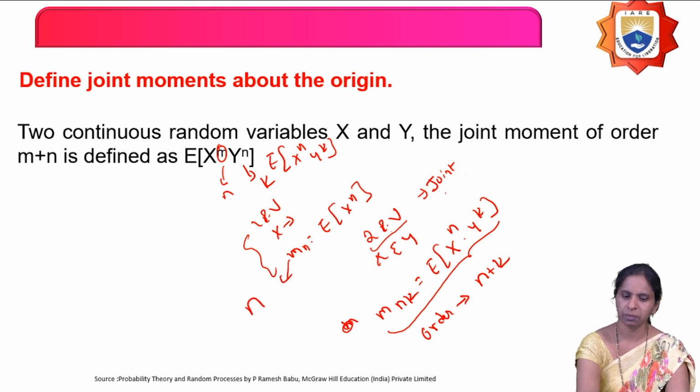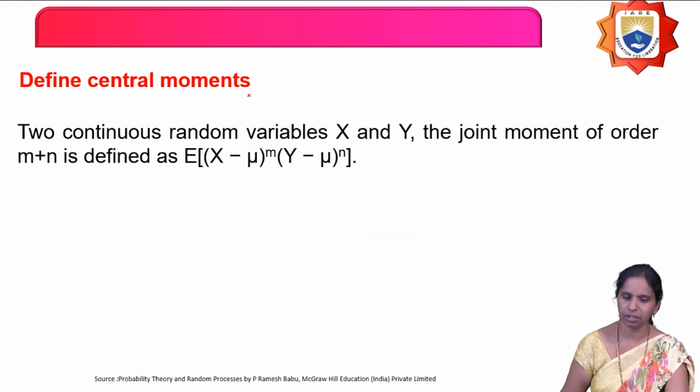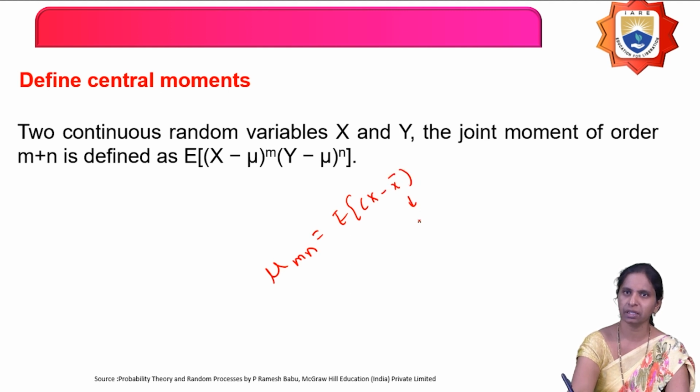So this is nothing but joint moments about the origin. And define central moments. So central moments are nothing but what? Mu m comma n is nothing but the expectation of (x minus x bar) power m into (y minus y bar) power n. Here x bar is nothing but mu only, and y bar is the mean of the random variable y, and here mu is nothing but the mean of the random variable x.